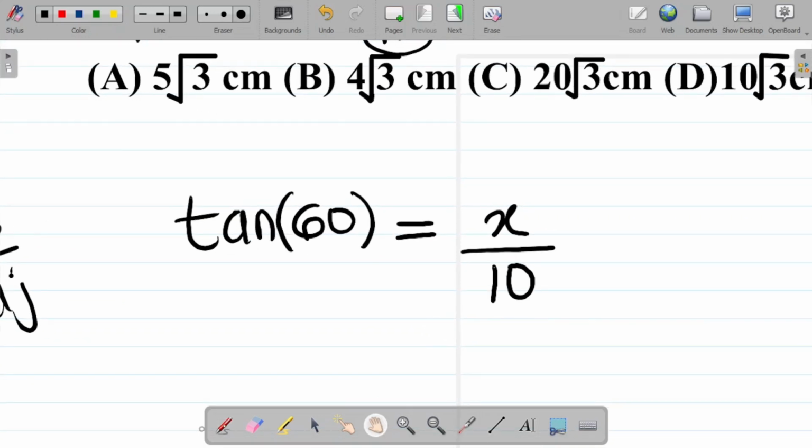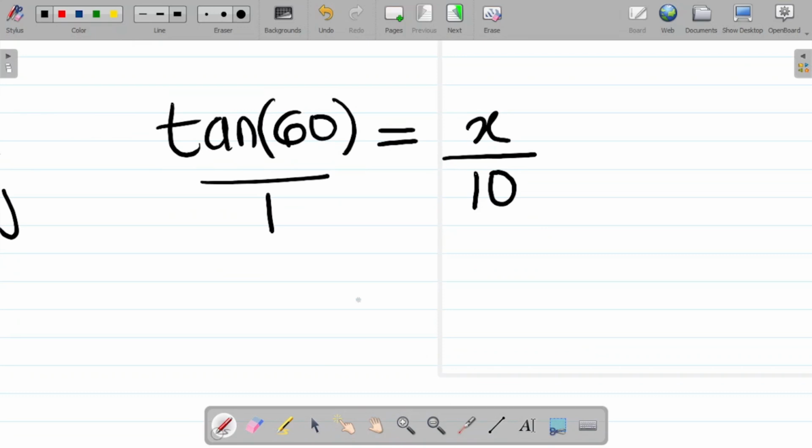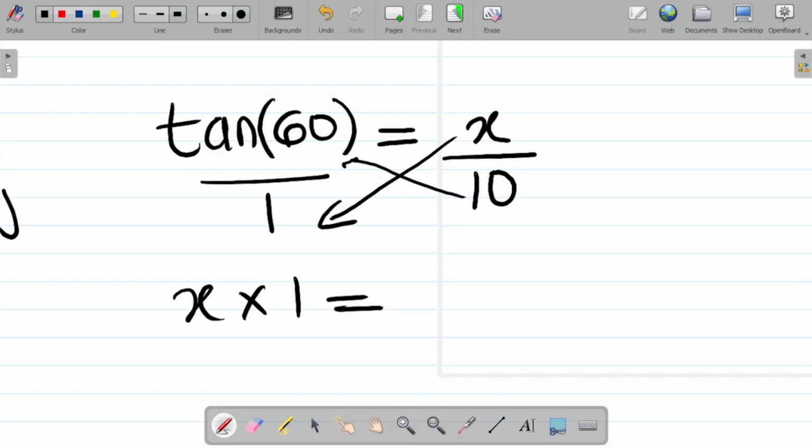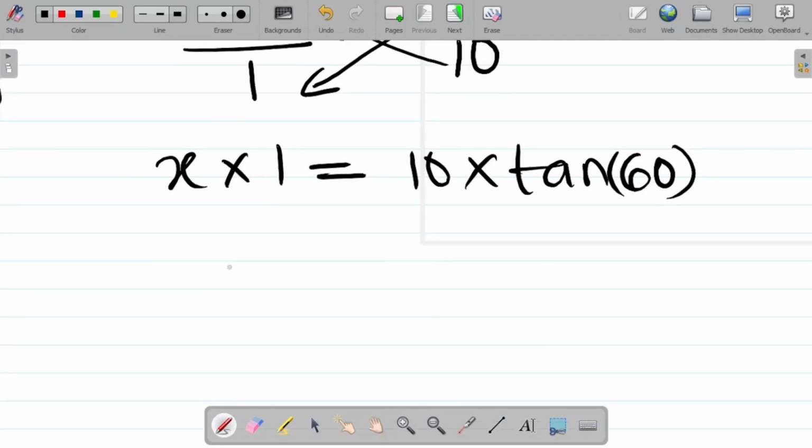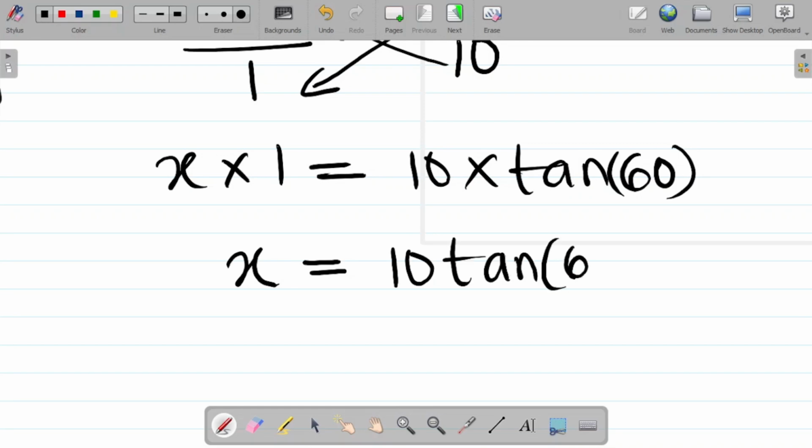All right, so let's get x. Of course, this is over 1. We would have to cross multiply. x times 1 is equal to 10 times tan 60. So x times 1 gives you what there? x is equal to 10 tan 60.